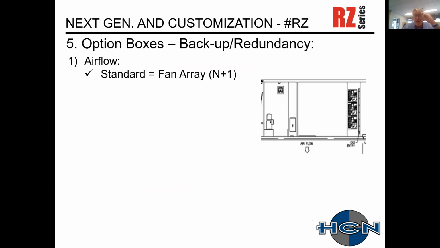Last thing to talk about with these option boxes is backup redundancy. This might be used a lot in the healthcare industry. I remember working on a project where a hospital had to store some chemo chemicals and et cetera like that. So they required 2 systems for backup. Just on the standard unit, these units have a fan array. So from an airflow perspective, you can get those as N+1, so they have redundancy built in.